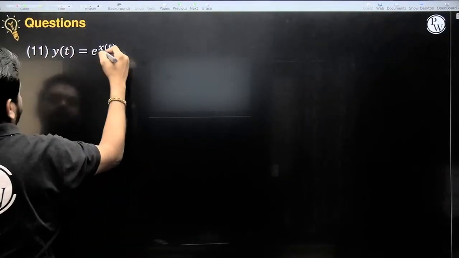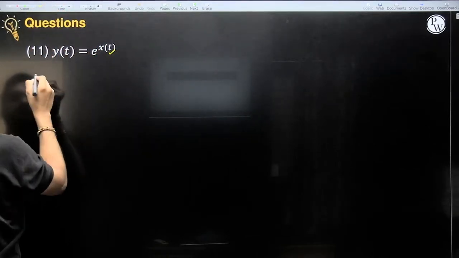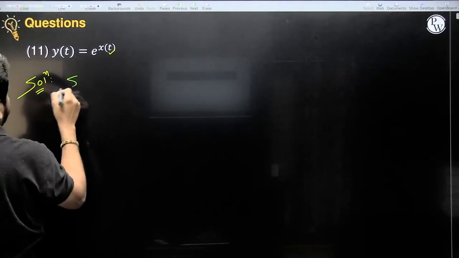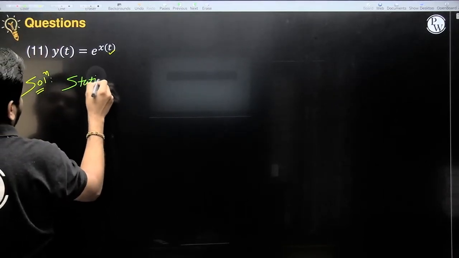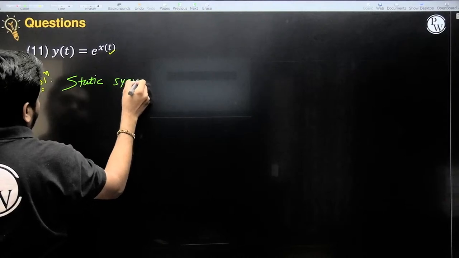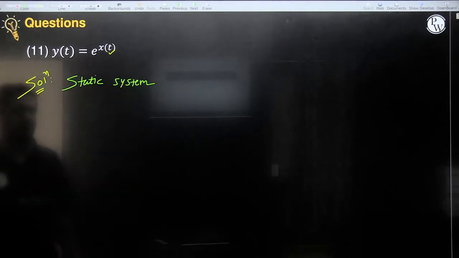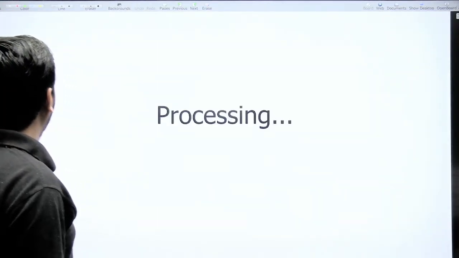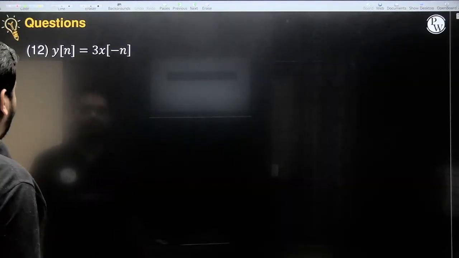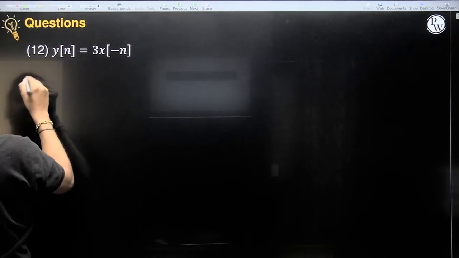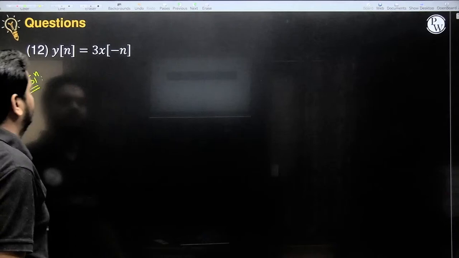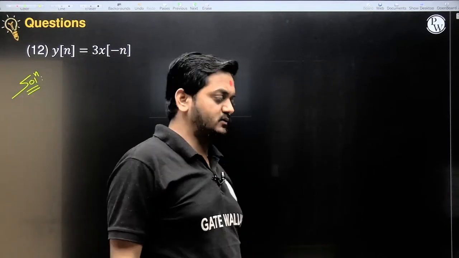Again, see, there is no operation performed on the independent variable. That's why this is also a static system. Static system, correct? Now, next. Y of n equal to 3 x of minus n. This is static or dynamic?